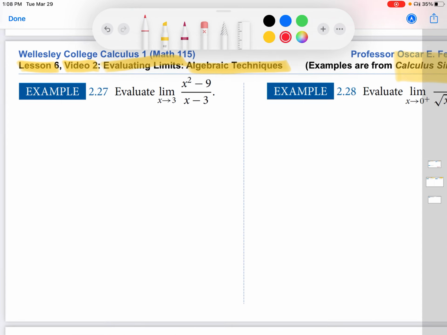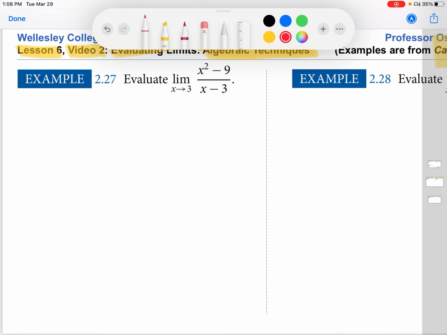So let's look at the first one here. I'll zoom in a little bit. It says evaluate the limit as x goes to 3 of x squared minus 9 over x minus 3. Great, so at this point in the course, we've talked about a few possible ways you could evaluate the limits. I'll just review some of them quickly.